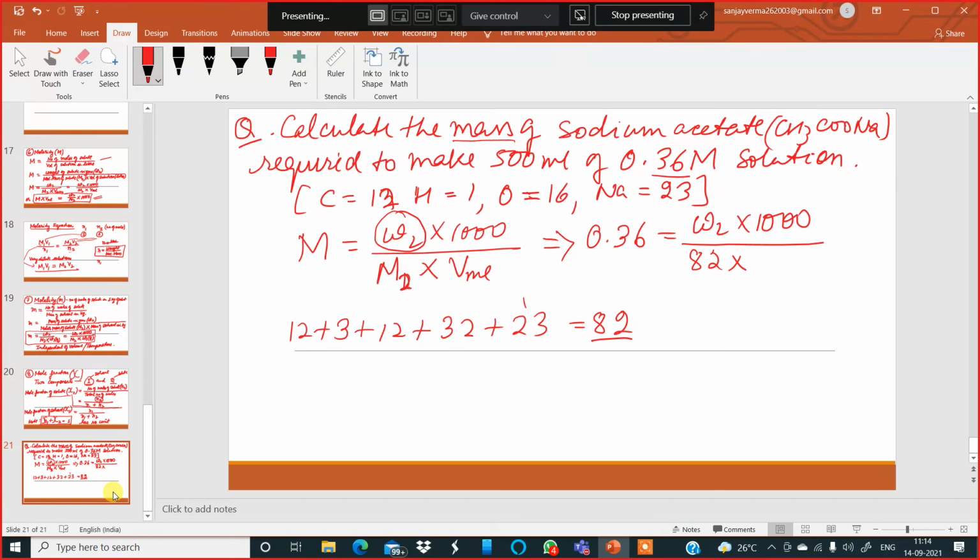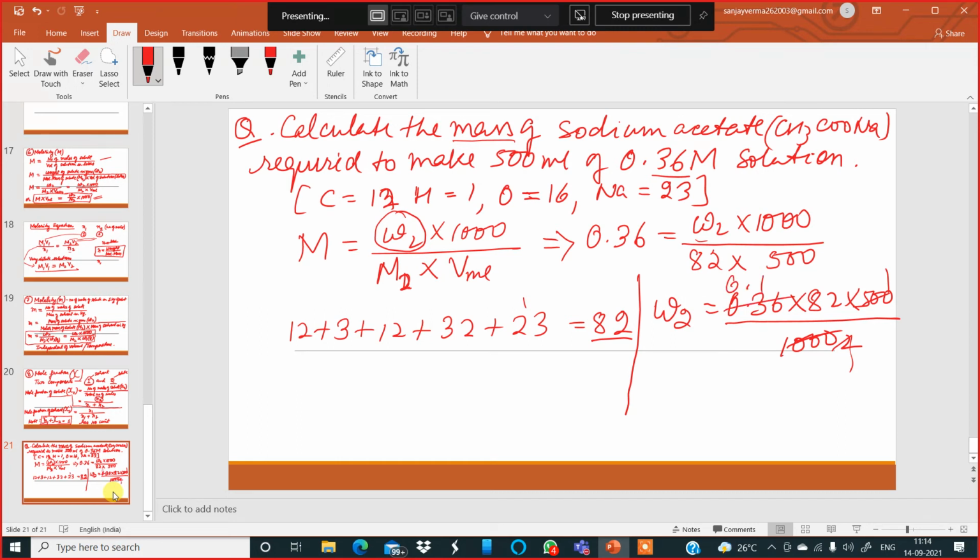And the volume of the solution is given in milliliters, so we put over there 500 only, no? Now make W2 the subject of the formula. So it becomes 0.36 into 82 into 500. And this will get divided by 1000. So it is coming W2 is 0.18 multiplied by 82. So two decimal places.